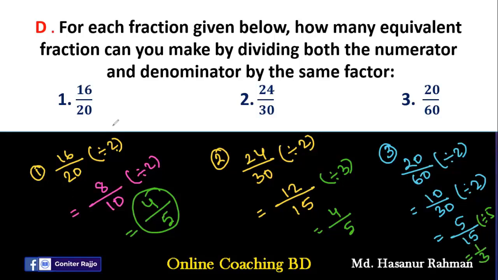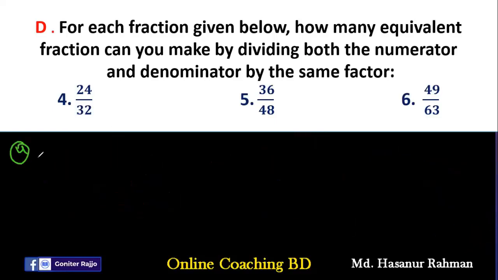Now number 4. Number 4 says 24 divided by 32. How can you solve this problem? Very simple. We have to divide 24 and 32 by 2 at first. Why? Because 24 and 32 both are even number. So we can divide the even number by 2. 24 divided by 2, it will be 12. 32 divided by 2, it will be 16.